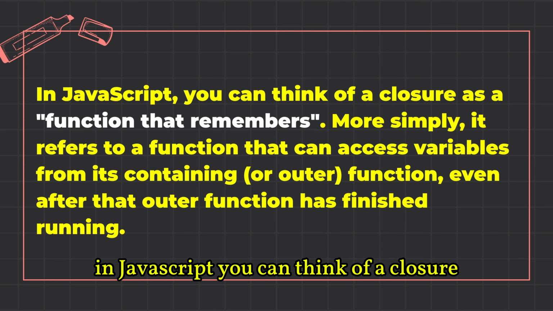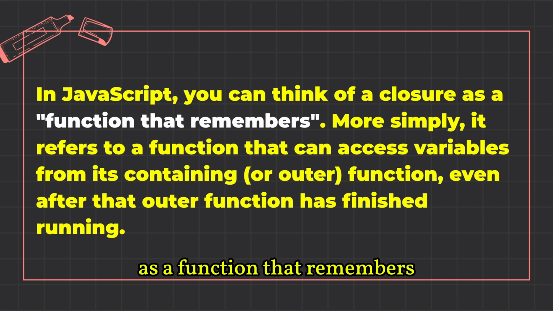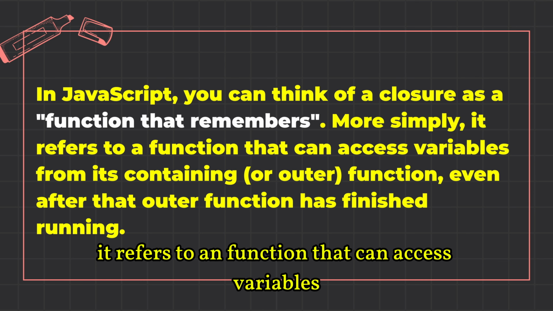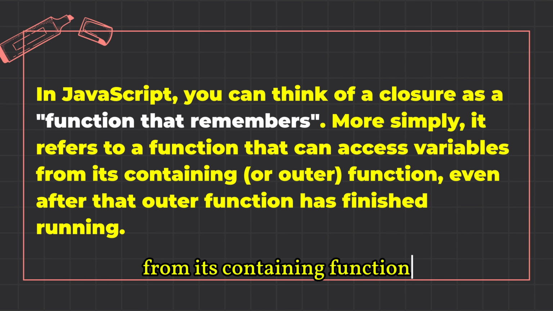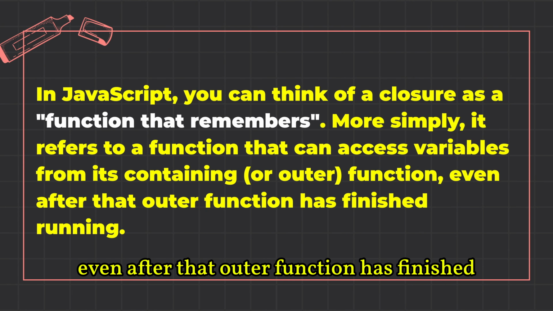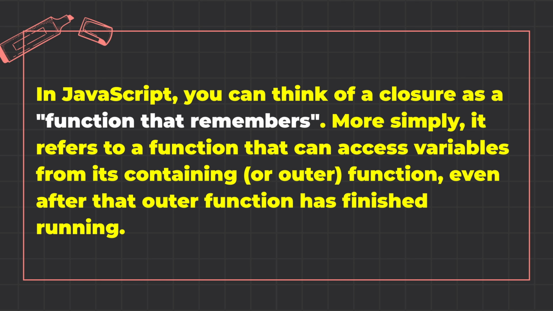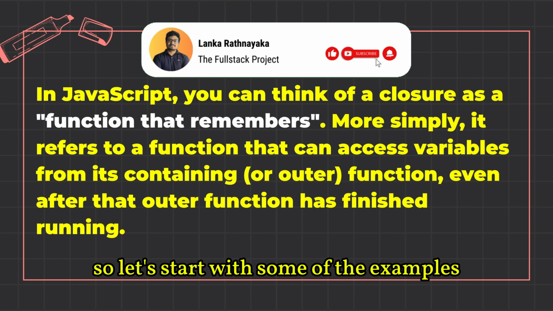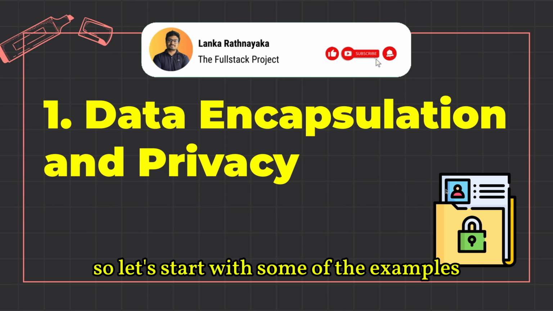In JavaScript, you can think of a closure as a function that remembers. More simply, it refers to a function that can access variables from its containing function, or the outer function, even after that outer function has finished its execution. So let's start with some examples.